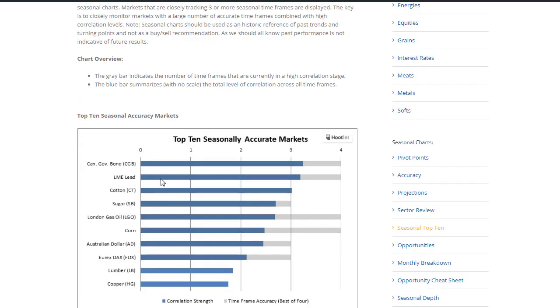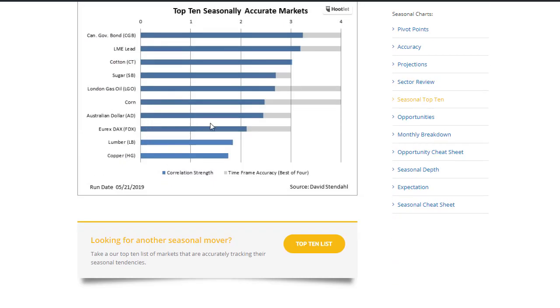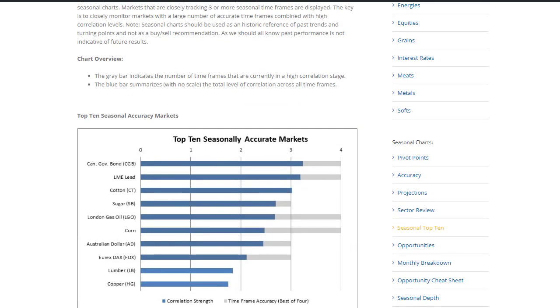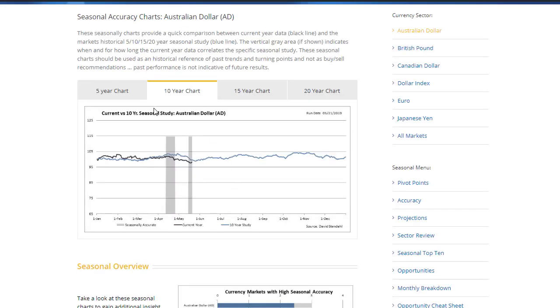First, we'll take a look at the fact that the Australian dollar is listed here on the top 10 list, so it's always a good spot to come to this particular page for markets that you might have some interest in trading, just because of the projection as to what it could be showing. So here's the Australian dollar. I know the image is a little scrunched here, but it is definitely in a high accuracy phase.